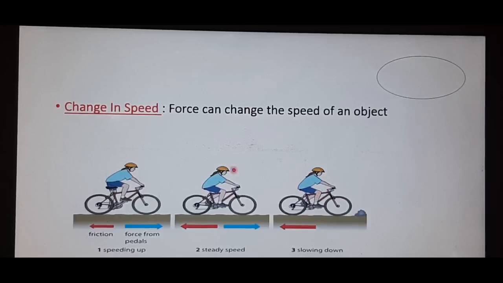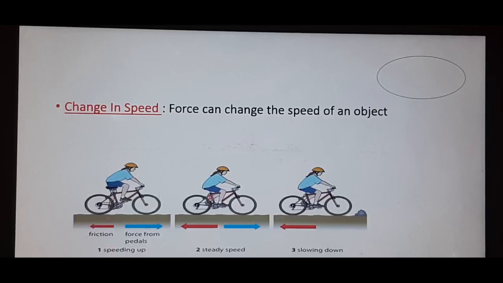And if you are constantly moving with the same force, then the speed of the cycle will be steady. So the main motive was to make you understand that it is the force which is changing the speed. If we are applying more force, the speed will increase, and if we are applying less force, the speed will decrease. And if we are applying constant force, meaning the same force throughout our cycling, the speed will remain constant, with no change in the speed.